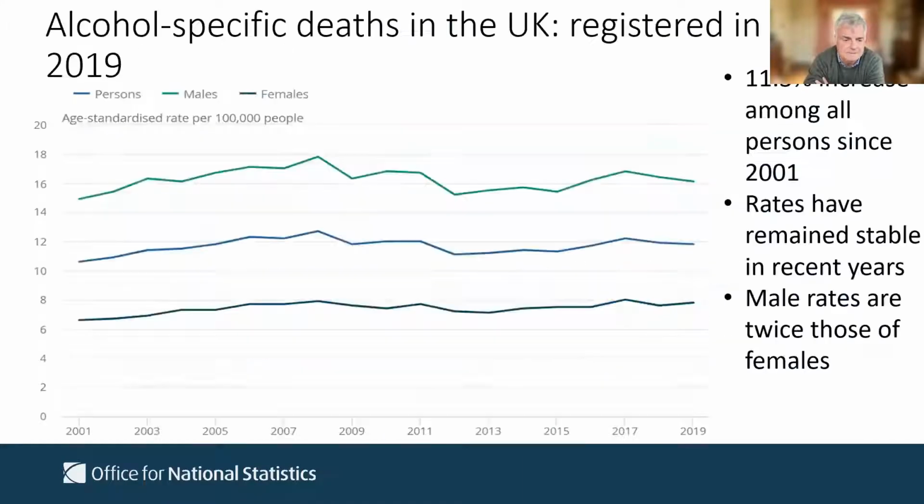Next slide, please. So if we're looking at the deaths, the top rate is males and the bottom one is females and the middle one is the combined figures. And the key thing here is to note that there has been quite significant 11.3% rise since 2001. And whilst there was a slight drop off around about 2008, 2009, 2010, that's now started to correct and has been consistent over a long period of time. The alcohol-specific death rates for males are about twice that of females. Next slide, please.